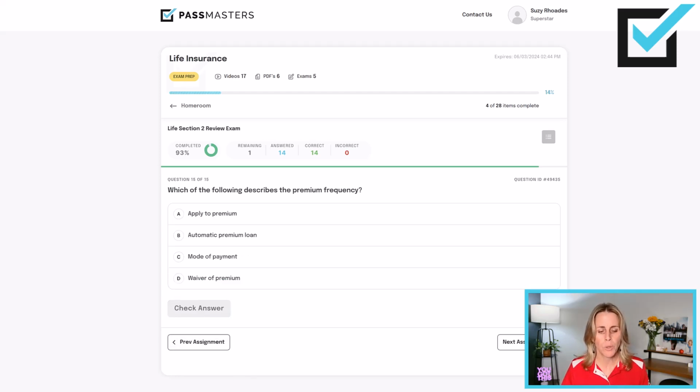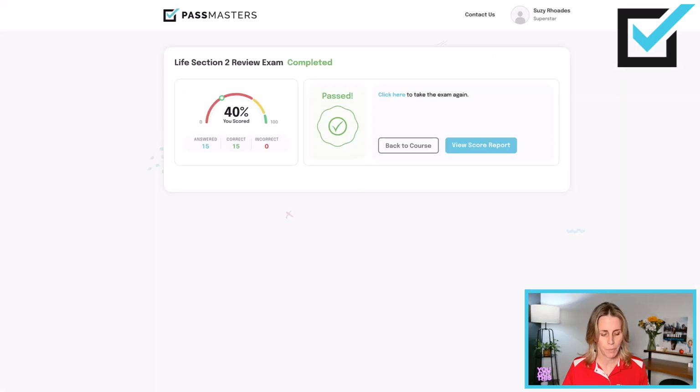Which of the following describes the premium frequency? Apply to premium, automatic premium loan, mode of payment, or waiver of premium. How frequently the policy is paid is referred to as the mode of payment. Let's finish it off.